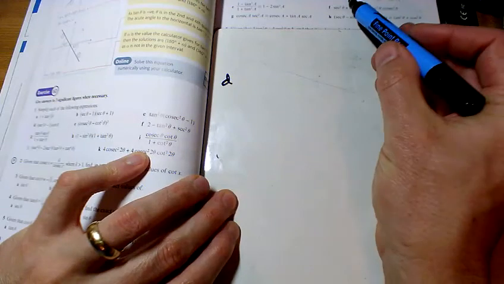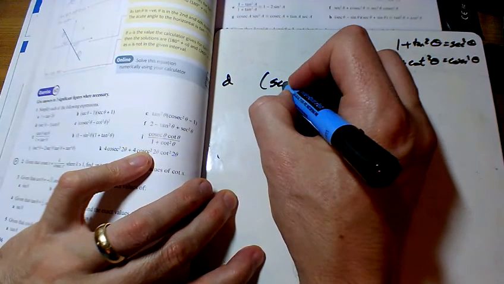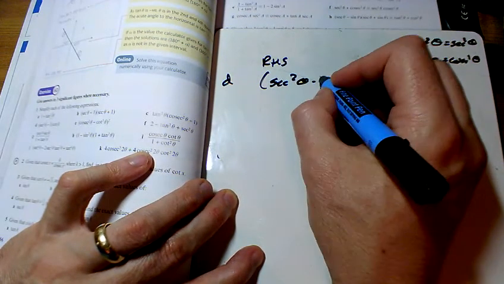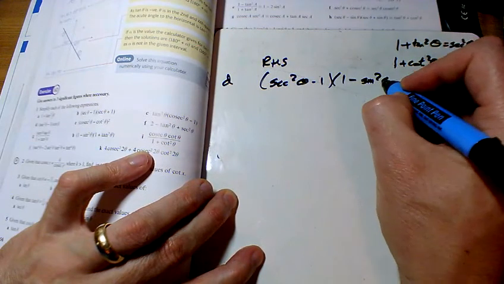So for D, I looked at it for a little while, and you can't do a lot to the left-hand side, but there's loads you can do to the right-hand side. And so let's start on the right-hand side with this one. And often if I see two brackets I can multiply out, I might want to start there.